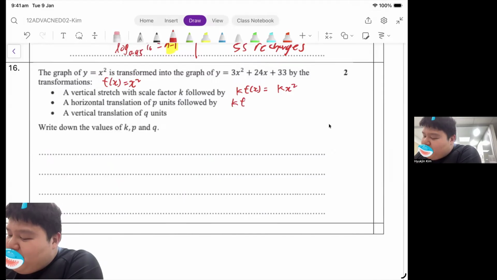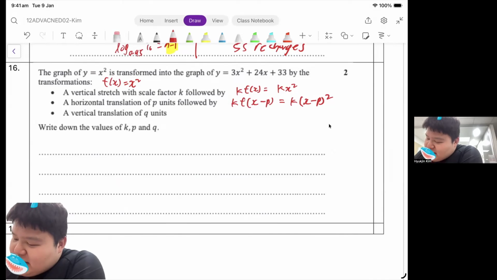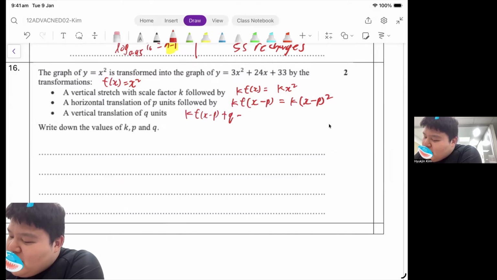So k f of x minus p equals k. Now it happens in the bracket. A lot of you guys did x squared minus p. That's no good. And a vertical translation of q units: k f of x minus p, and now plus q. That becomes k times x minus p squared plus q. Oh, I need it to be a perfect square. But it's not a perfect square.